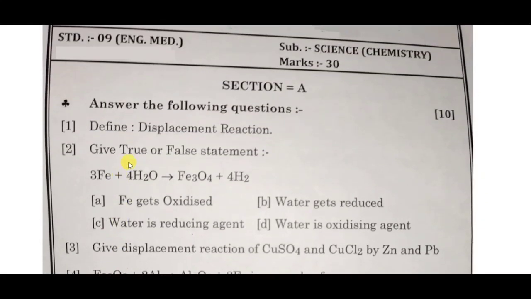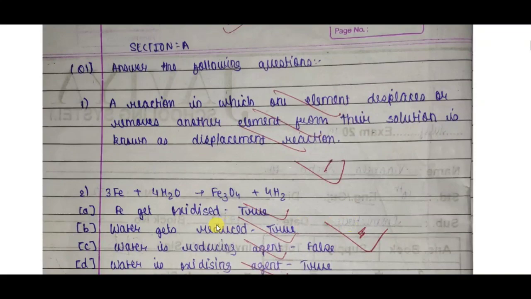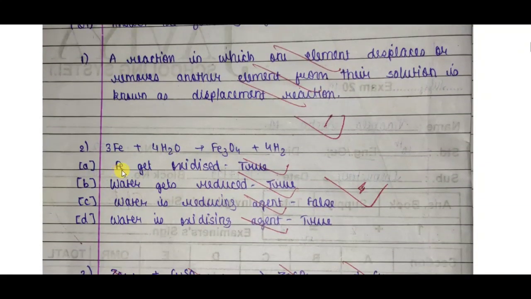Now the second one is: Give the true or false statement. 3Fe plus 4H2O gives Fe3O4 plus 4H2. What is the answer for the given options? The first one, Fe gets oxidized, is true. Second, water gets reduced, is true. Water is a reducing agent is false. Water is an oxidizing agent is true.